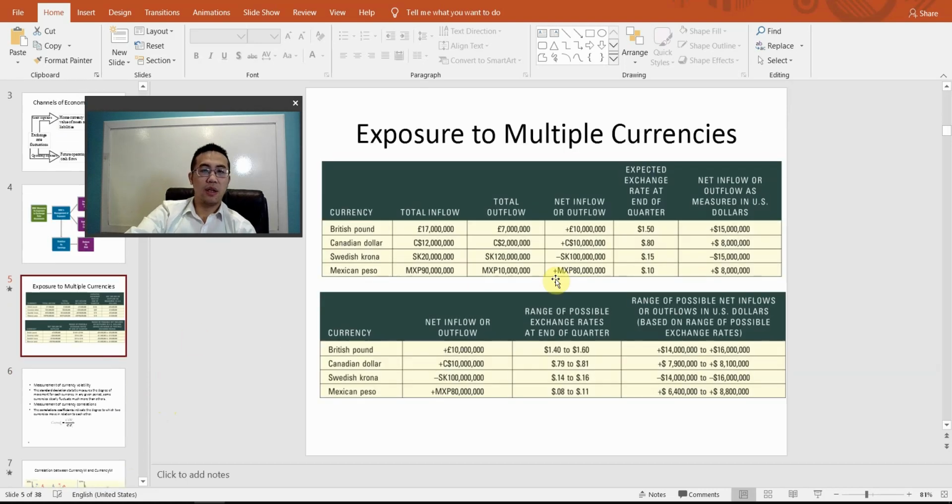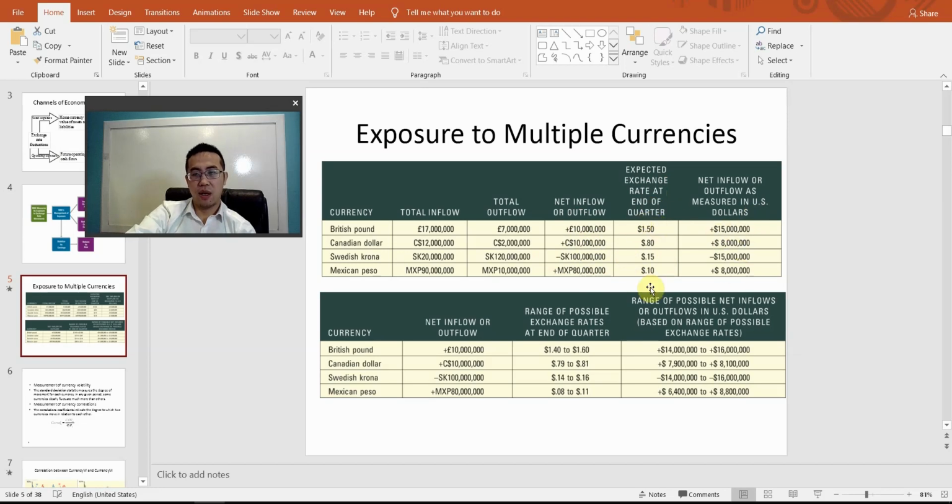All right. So let's see if we have a company that has a business with a lot of countries, UK, Canada, Sweden, and Mexico, and they have cash inflows and outflows. The first thing we need to do is to combine both inflows and outflows to get the net value. So if you add inflows and subtract the outflows, you will get the net inflow. All right. So when the number is positive, that's net inflow. Negative, that's a net outflow. And then the exchange rates are right here, so you can convert it to US dollars.